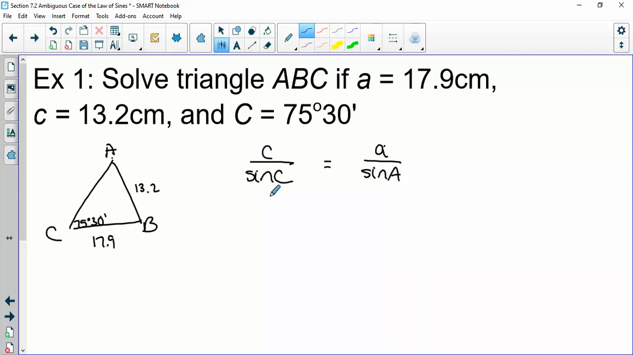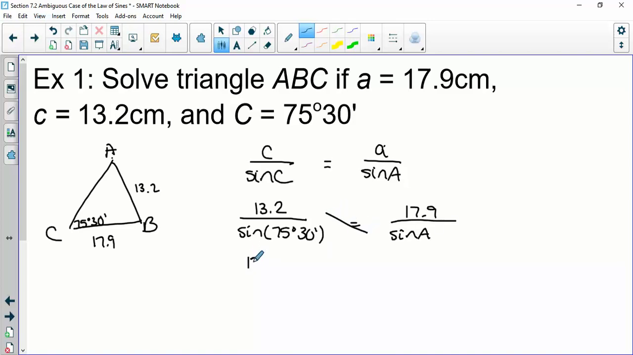So then we plug in what we know. So side c is 13.2 divided by the sine of 75 degrees, 30 minutes, equals side a, 17.9, divided by the sine of angle A. All right, what would we do here to solve this? I'd probably just go ahead and cross multiply.